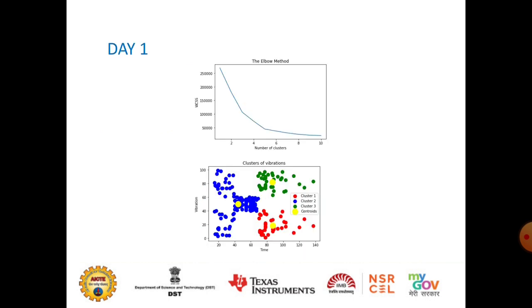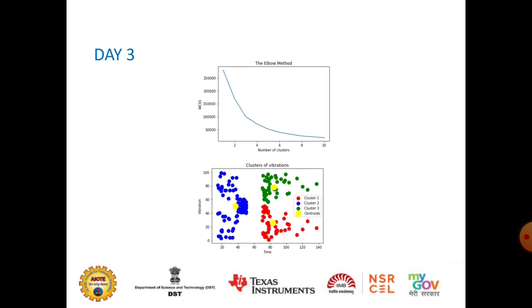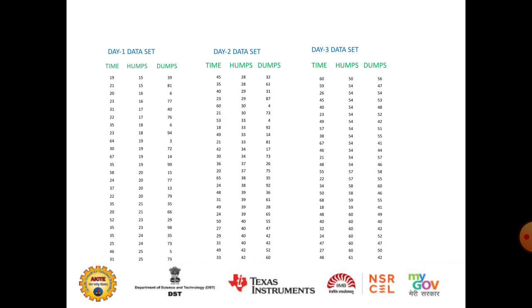This is the project output. Due to the pandemic situation, we were not able to extract the on-road dataset by fixing the sensor in the car. Day 1. The model is constructed from the dataset retrieved from the sensor on day 1. Day 2. The model is constructed from the dataset retrieved from the accelerometric sensor on day 2. Day 3. The elbow method and the cluster formation from the day 3 dataset. These are the datasets from day 1, day 2, and day 3.